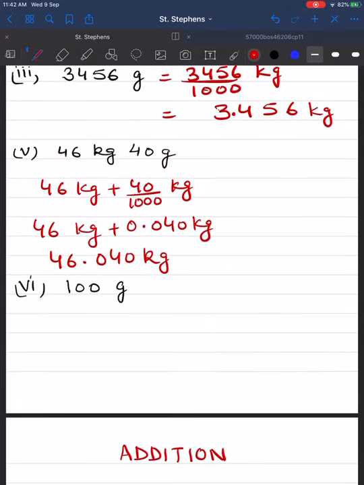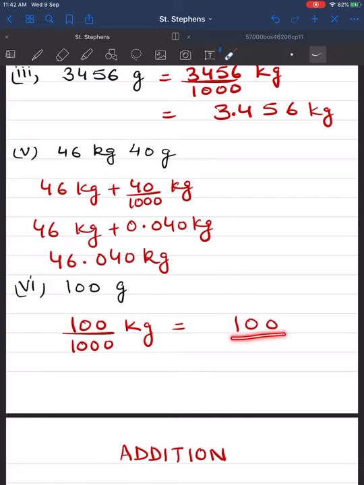Now let's convert 100 grams into kilograms. So here we divide 100 by 1000 to convert it into kilograms. Now we will have 3 decimal places. So we write the numerator and we count 3 decimal places from the right and we get 0.100 kilograms. And it can also be written as 0.1 kilograms.